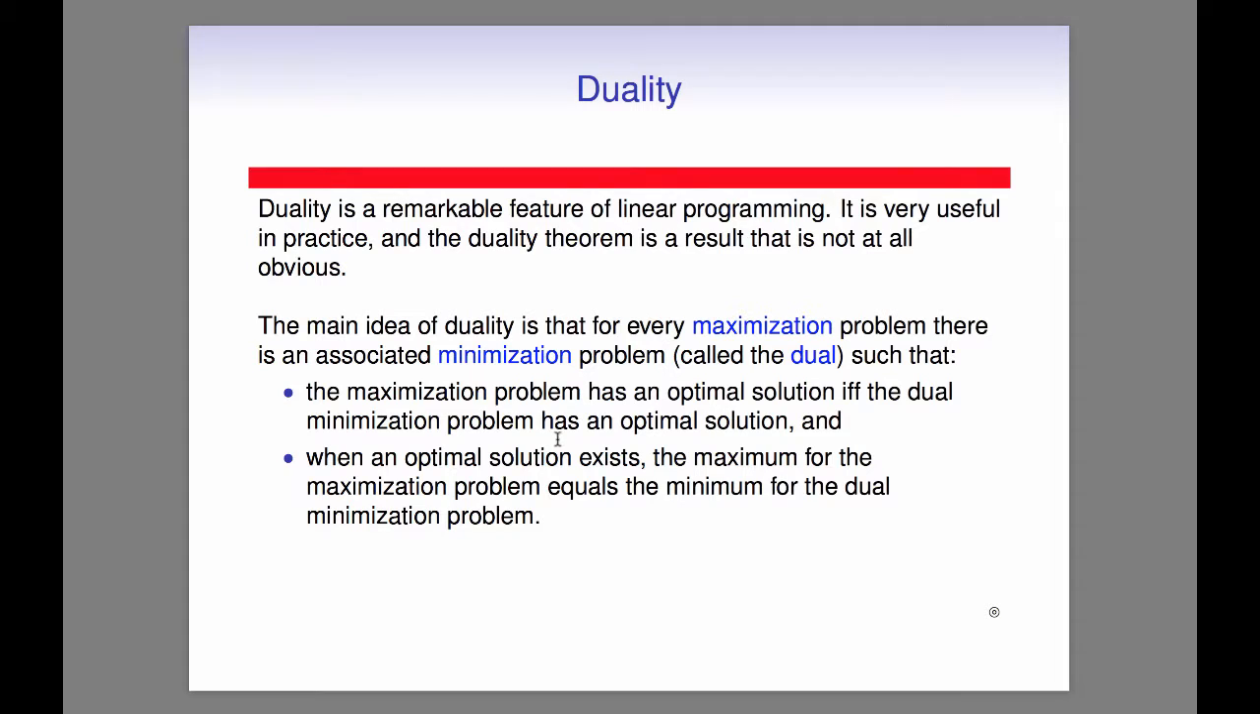Now, the idea is that for every maximization problem, there's a minimization problem, and these are closely linked in the sense that if one problem has a solution, the other one has a solution, and when the solutions do exist, they're equal. So let's see how this works.